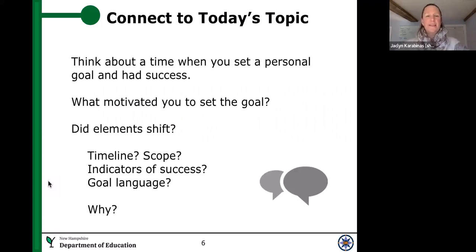So the first thing I want you to think about is a time when you set a personal goal and had success. Think about what motivated you to set the goal. After you set the goal, did any elements shift? What kind of timeline or scope were you considering for the goal? What did you tell yourself would make it successful? What was the language you used with yourself? I'm just going to give you a moment to think about that. You can keep it in your mind, or you can jot it down on paper if that's helpful.